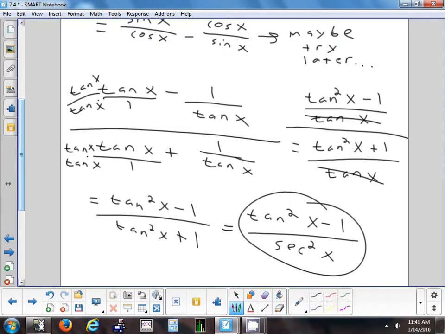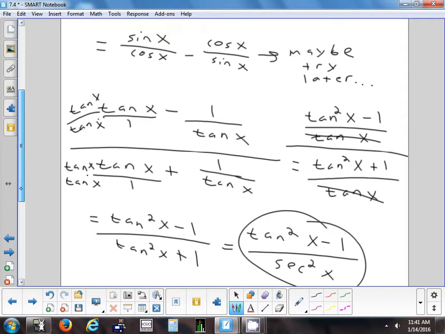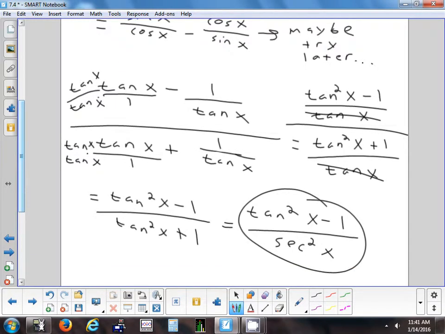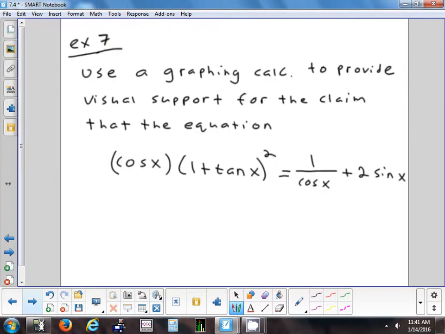I bet this is one that if people had tried sines and cosines, you would have gotten stuck. You would have gotten to a point where it was getting really awful, and I would have said, you know what, try something else. Right, any questions on that one? So those rules that I'm giving you, they're guidelines, okay? Changing everything to sines and cosines, well, this time we didn't do that.